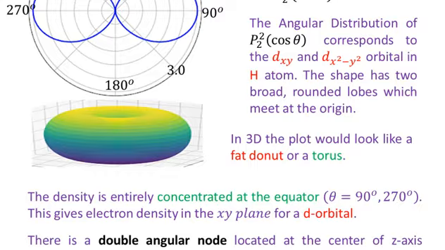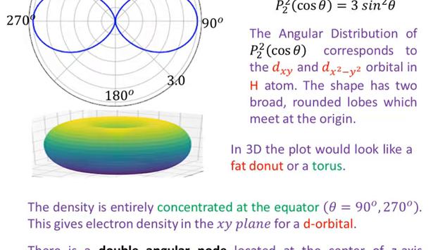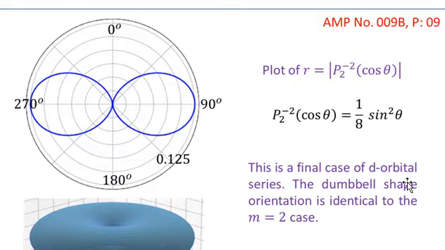Next, we are going to discuss the m is equal to minus 2 case. So in the next case, L will be equal to 2, but m will be equal to minus 2. Here you can notice that the magnitude is 3. And in the next shape, with the change of the quantum number from plus 2 to minus 2, the shapes will be identical. All the things will be identical, only the magnitude will be smaller. You will see here the magnitude is just 0.125.